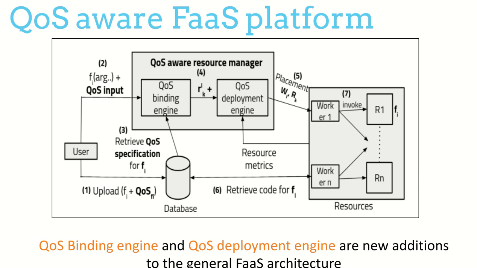The user uploads the function and all the QoS specification rules associated with that function to the database. And any time he issues a request for that function, the extra parameter needed is the QoS input. Based on the function, the QoS binding engine will retrieve the appropriate QoS specification for that function and pass the associated resource scheme to the deployment engine. The deployment engine will give the appropriate placement decision on the worker, and finally the function gets executed and the result is passed to the user. Here we have used a bin packing algorithm as the load balancer in the QoS deployment engine.